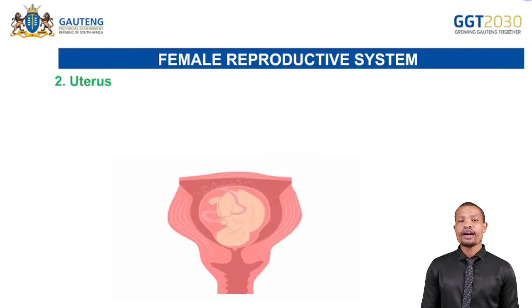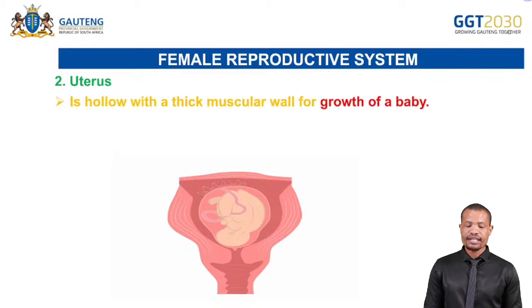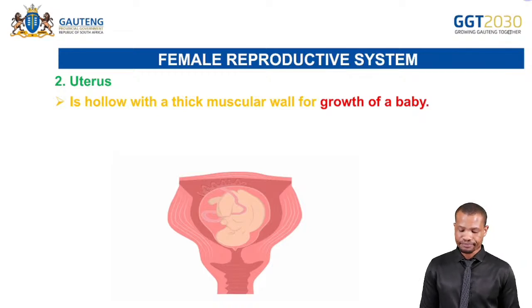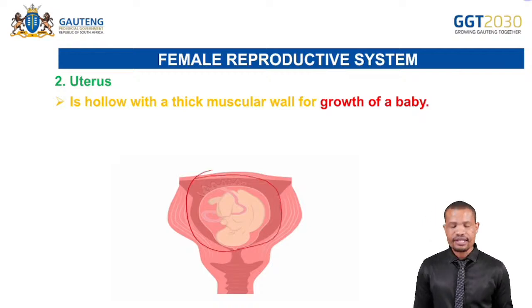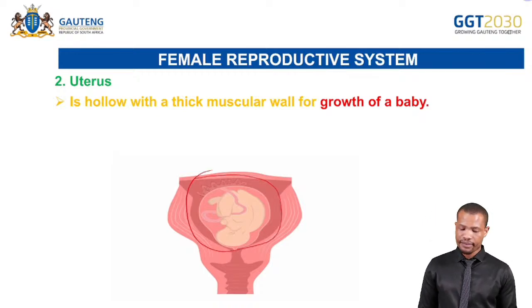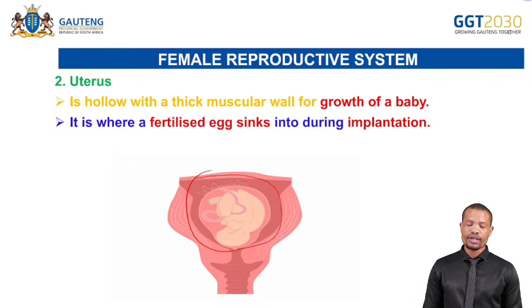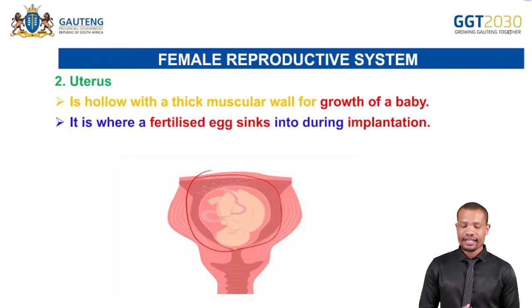Let's move on to the uterus. The uterus is hollow with a thick muscular wall for growth of a baby. As you can see, that's where the uterus is, and inside there is a growing baby. It is where a fertilized egg sinks into during implantation.